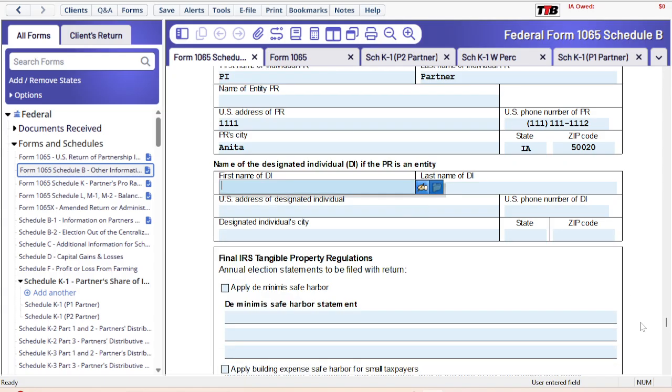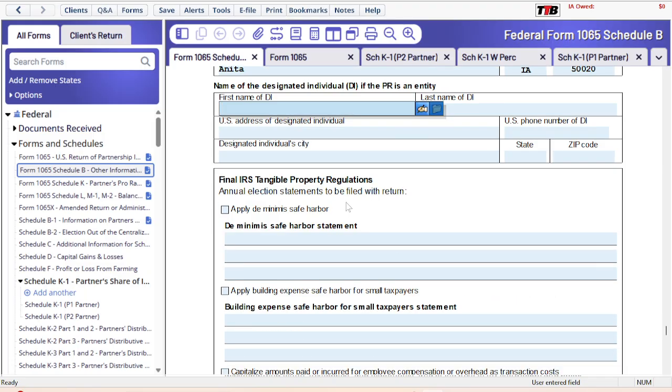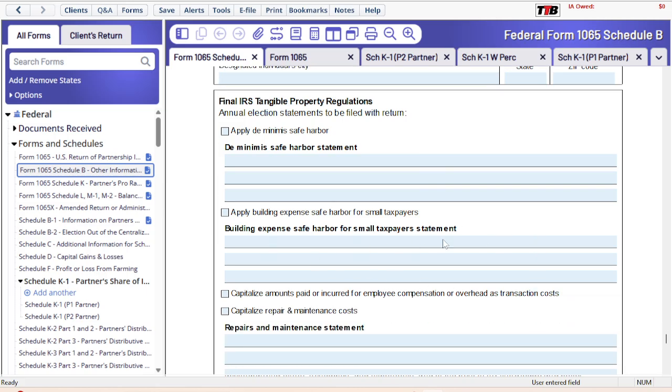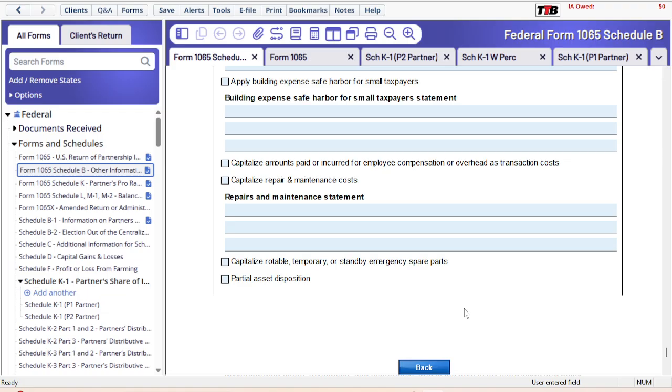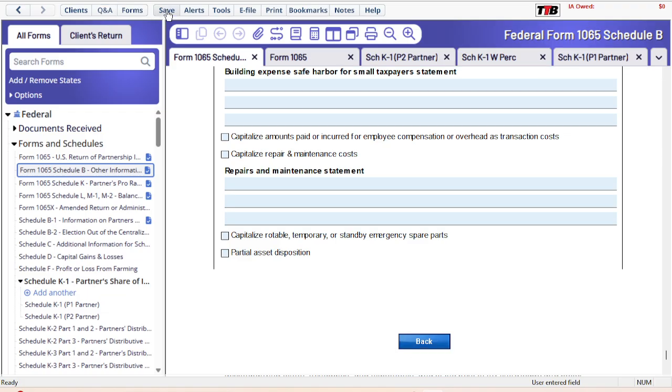I'm not going to check anything in here, but you can read it to see if that pertains to your business. And I'm going to save that, and Schedule B is done.